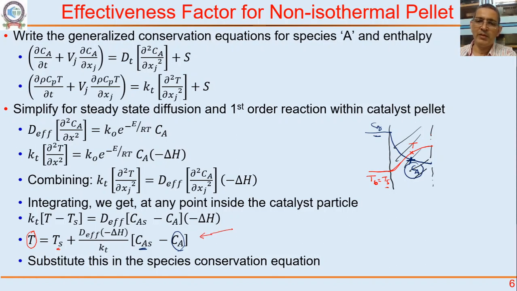Isn't this similar to our earlier situation where we had defined delta T max? How did we define it? Delta H, CA, rho Cp. Recall. Now it is effective. Now it is not bulk, but it is by conduction and diffusion. That's why this effective diffusivity and thermal conductivity is appearing for the catalyst pellet.